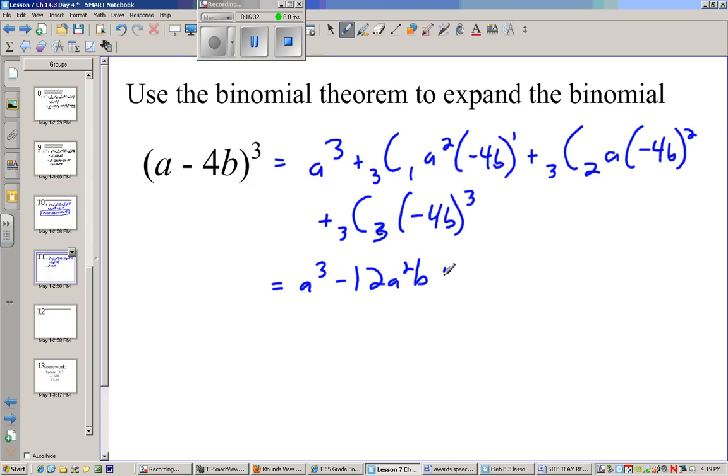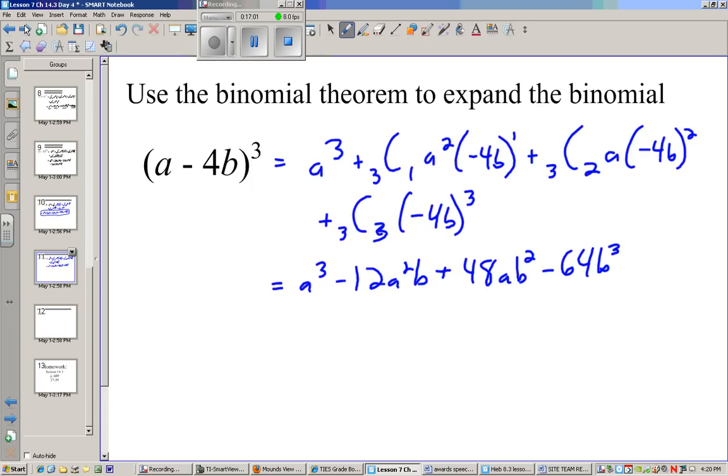3 times 16 is, I'm guessing it's 48. I should probably do that on the calculator. It's 48. That's ab squared. And finally, 3 choose 3 is 1. Negative 4 to the third power is negative 64. b to the third power.